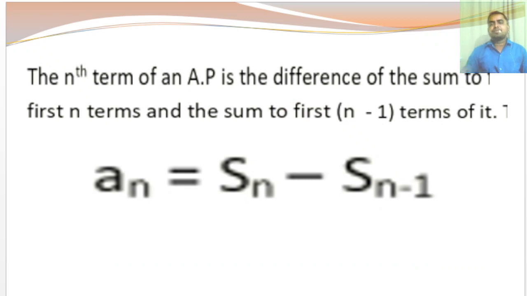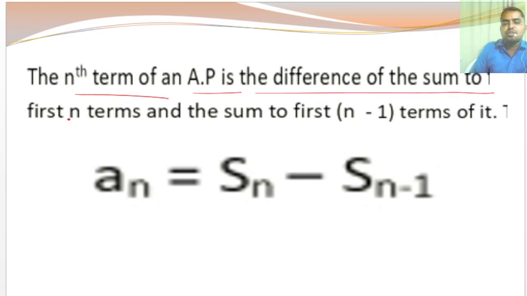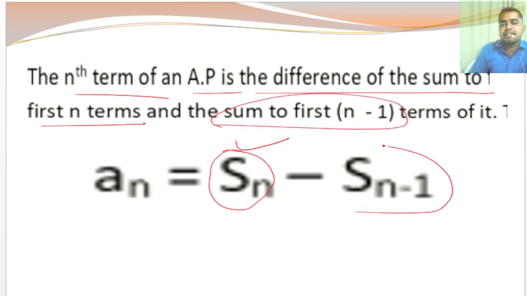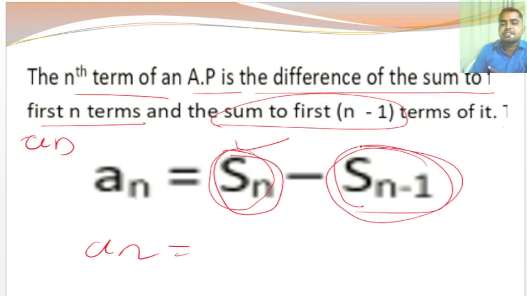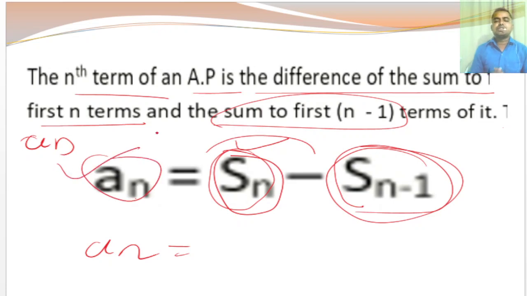And the last concept of this AP, a theoretical concept: the nth term of an AP is the difference of the sum of the first n terms and the sum of the first n minus 1 terms. The sum to first n terms is Sn, and the sum to first n minus 1 terms is Sn minus 1. The nth term an is equal to Sn minus Sn minus 1. If you subtract these two, you will get the nth term. So this is the theoretical concept of the AP.